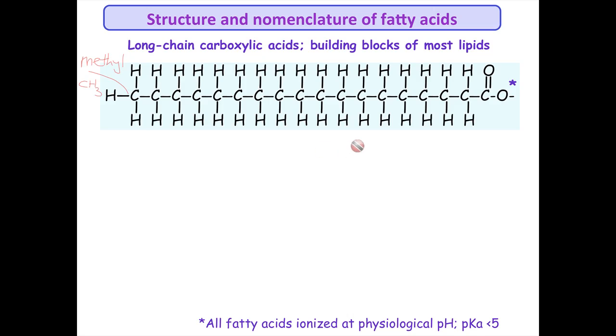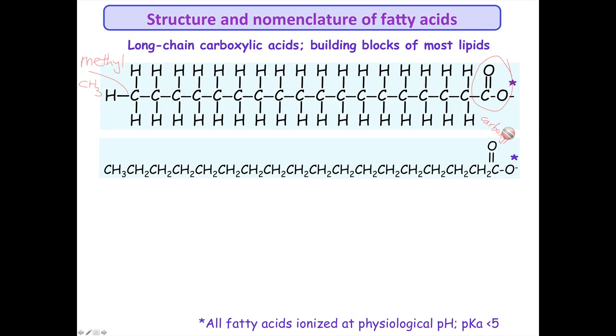And on the other end of the fatty acid here, this will be your carboxyl end. So you have two ends on the fatty acid, a methyl end, CH3, and a carboxyl end. This is important when we start naming the fatty acids, because according to what type of nomenclature you decide to use, you're going to either go from the carboxyl end or from the methyl end. So that's important.